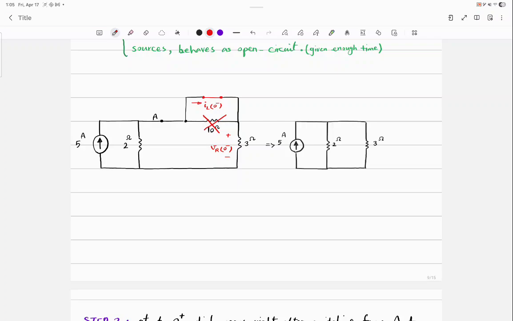Okay. Do you agree that this is your circuit? This is where IL 0 negative is, and this is where VR 0 negative is. I just simplified the circuit. Now, am I done with the first step? No.